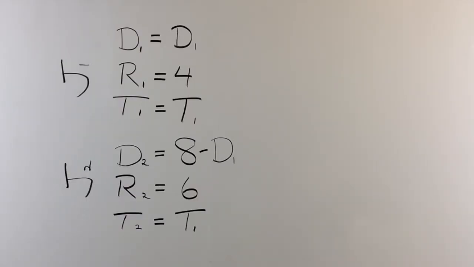Well, D2 equals 8 minus D1. So that's going to be, as we do our D equals RT, 8 minus D1 equals 6 times T1. Do you see that? Look at that for a while before we put it up on the board. D2 equals 8 minus D1. But that D is going to equal R times T. That is, D2 is going to equal R2 times T2, which is going to be 6 times T1. So let's write that on the board.